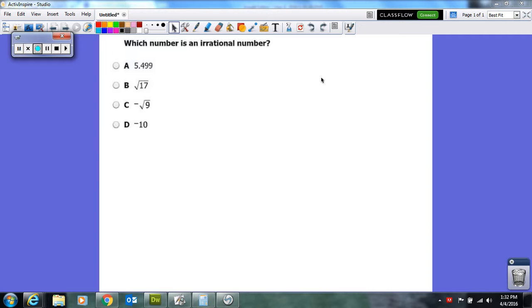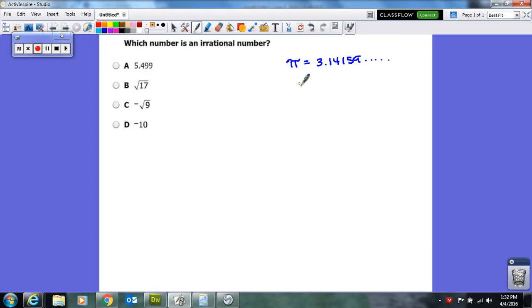A very common example of an irrational number is pi, because pi is equivalent to 3.14159 and so on, and it goes on and on forever, infinitely, without any repetition.